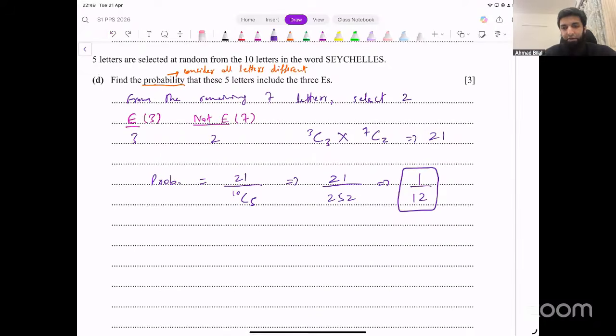You could make cases as well, but that's not required in this case. Since we are considering all letters as different, we could do it directly as well. Cases are required because the combination function does not work when you have identical letters. That is why we make cases in the first place. But if we are considering all letters as different, we could just do it in one single go.